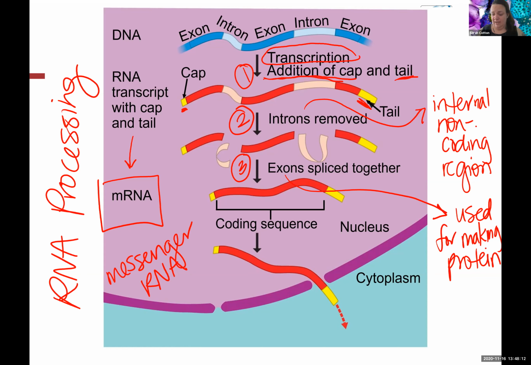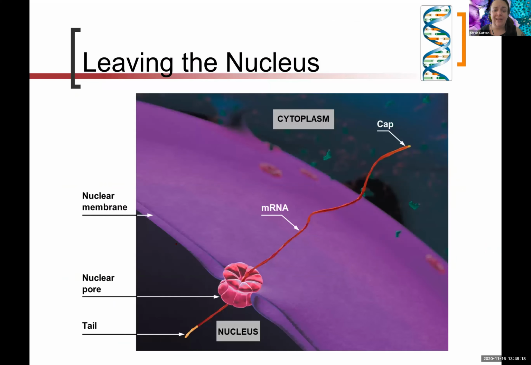That messenger RNA then leaves through one of those nuclear pores. Hey, look, there it's leaving. Look at that little yellow bumper. There's the cap and there's the tail. And it's called mRNA by the time it leaves the nucleus. Okay, that's transcription. So we'll stop here and then we'll pick up and talk about translation.